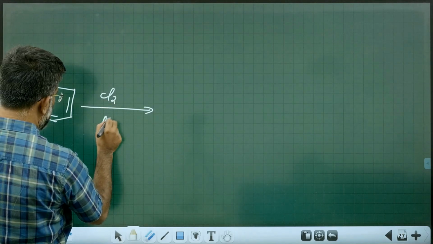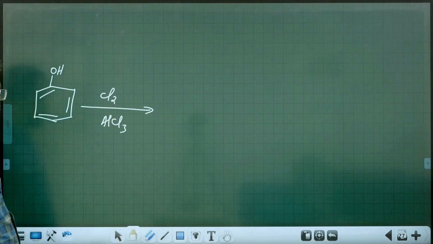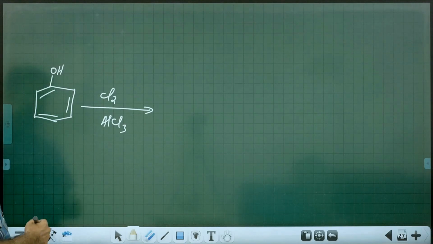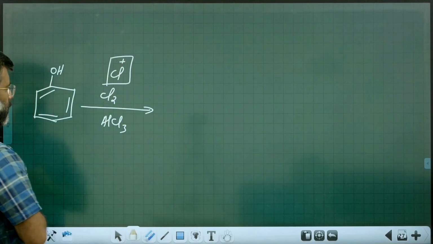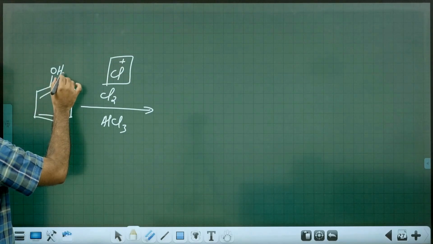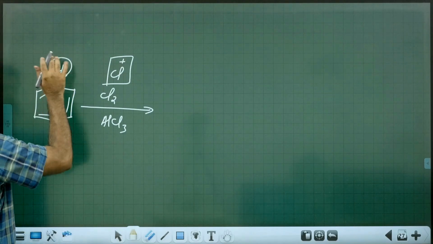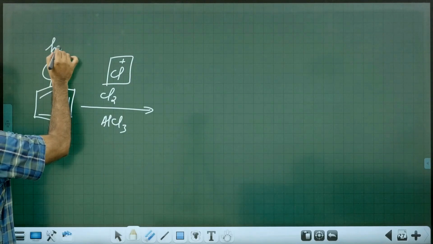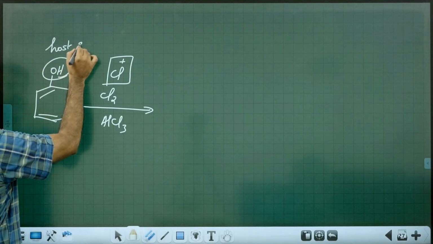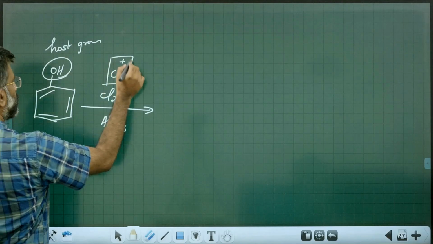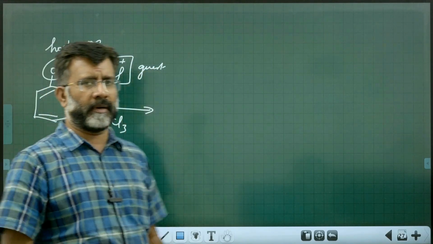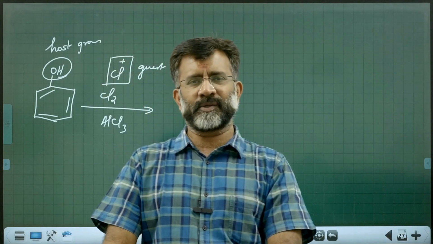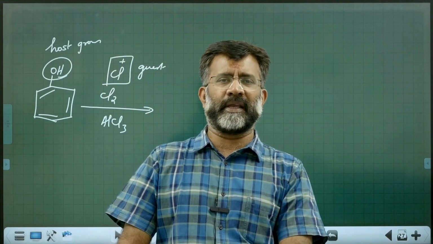Cl2 with AlCl3. So the new electrophile, that is Cl plus, you can understand will be directed by this group. This group is called the host group. The host group directs, and this group is called the guest group. The guest group is directed by the host group, and that is called the directive influence of the existing group.